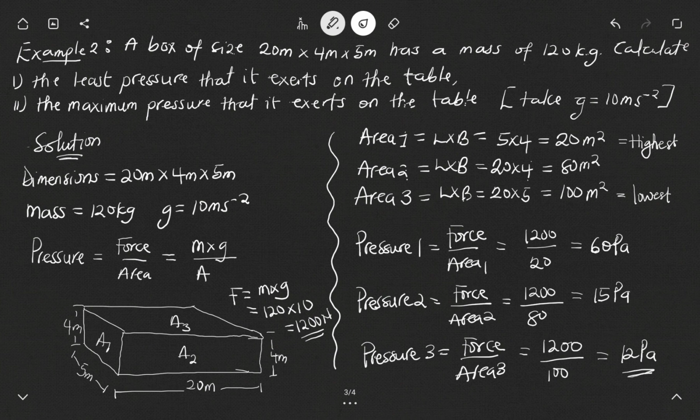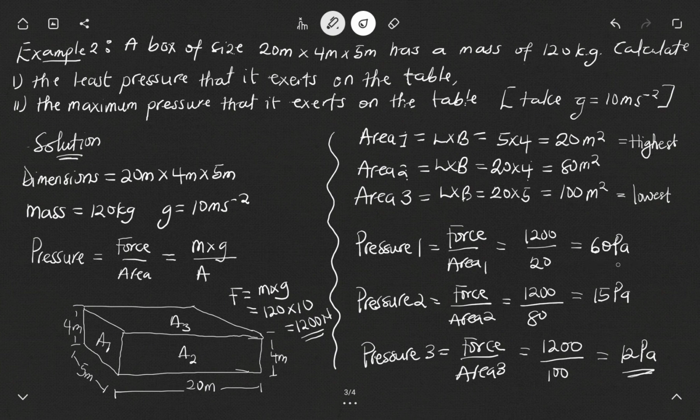So if we look at the results of pressure 1, pressure 2, and pressure 3, we realize that pressure 1 has 60 pascal, and it is the highest pressure, and the area over there is 20 meters square, which is the smallest area that we've seen among the three: area 1, area 2, area 3. So like I said, the smallest area will have the highest pressure.